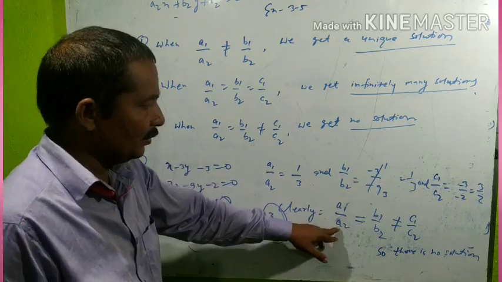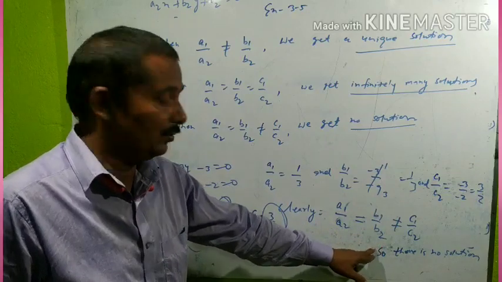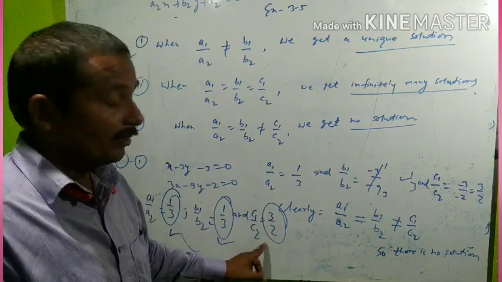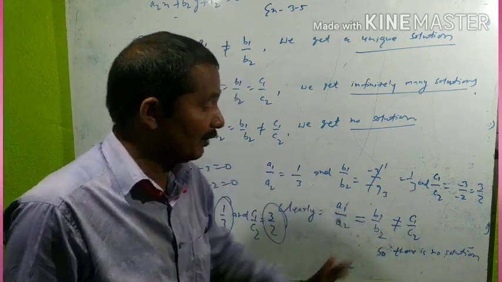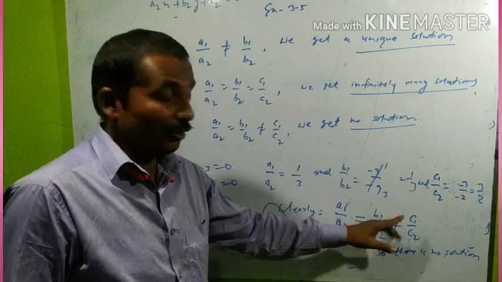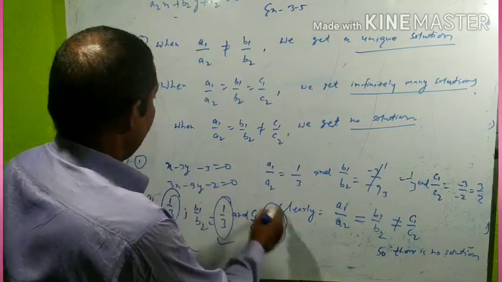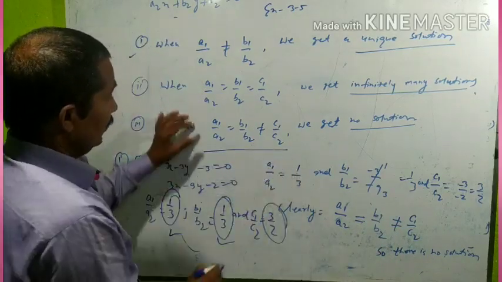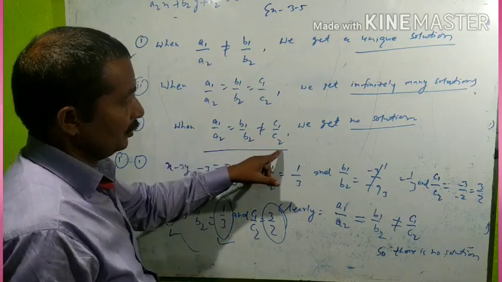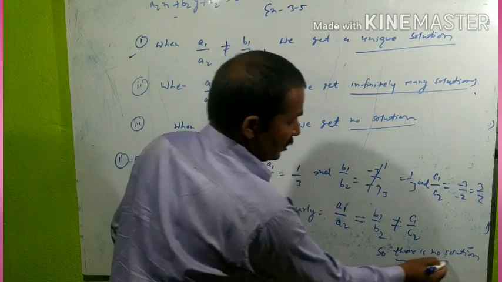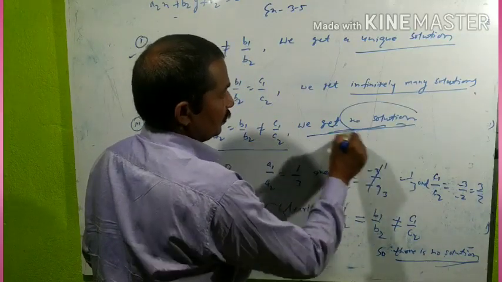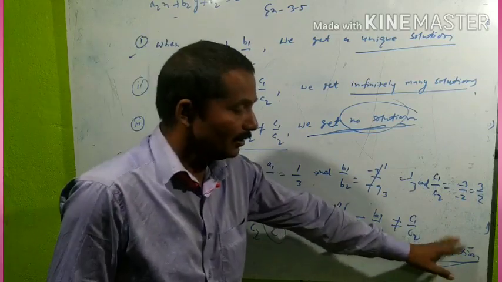So a1 by a2 is equal to b1 by b2. But c1 by c2 is what here? 3 by 2. Means not equal. These two are equal, but this is not equal. Now look at the condition here. When a1 by a2 is equal to b1 by b2 but not equal to c1 by c2, then there is no solution. Look here, we get no solution.